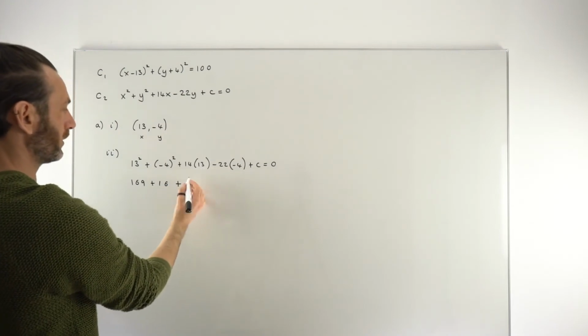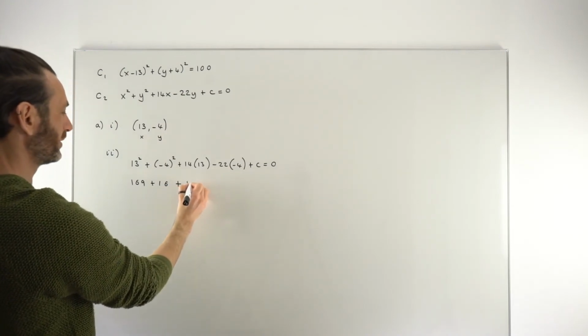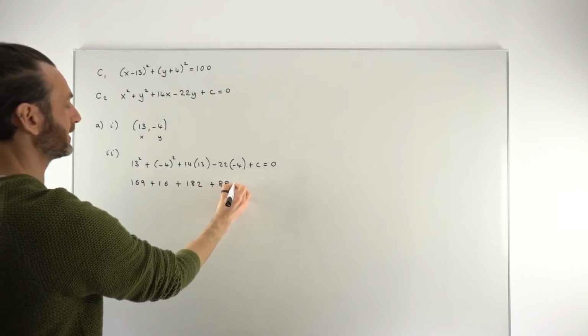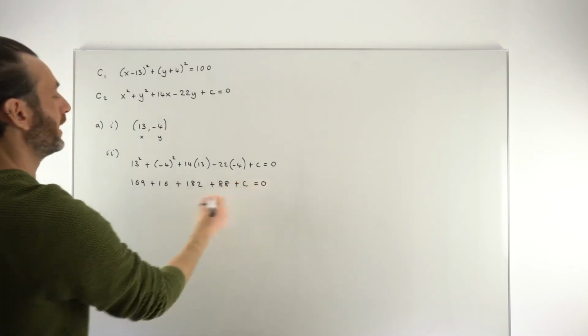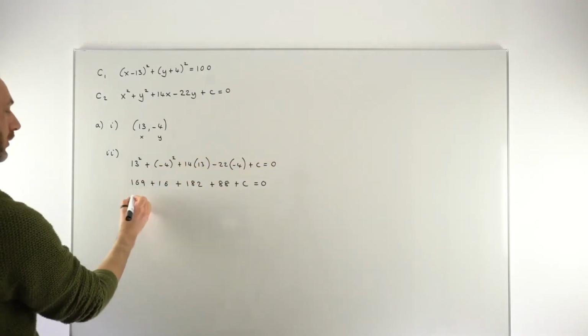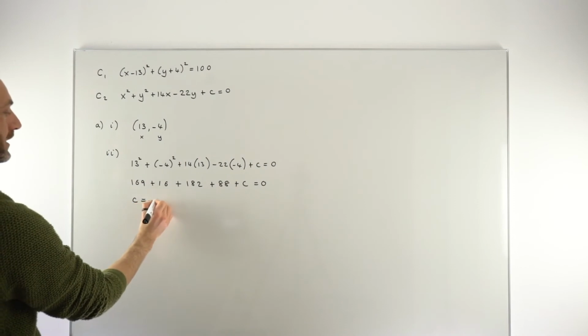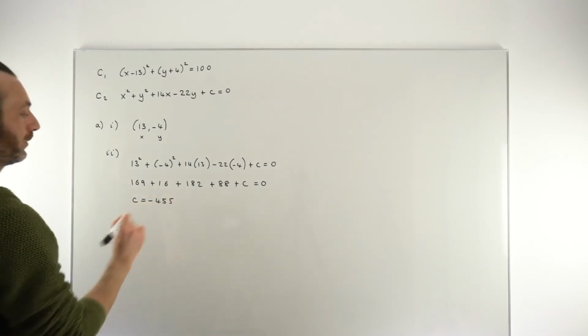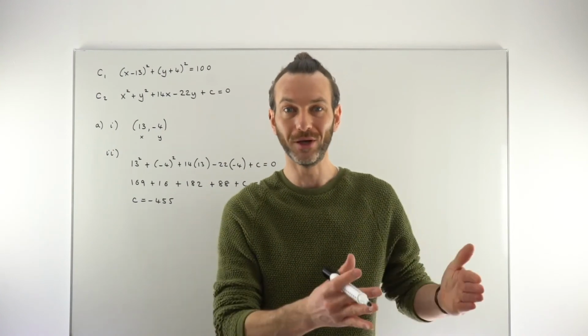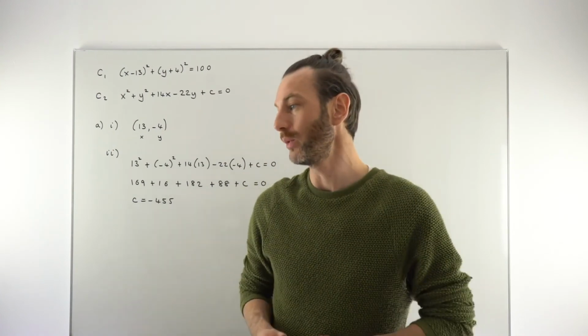So 169, 182 I think. And then this becomes plus 88 plus c equals 0. And then if you carry on with that, add these numbers together and then move them to the other side of the equation, you would indeed get that c comes out to be minus 455. So it's really the interpretation there, knowing to plug the x and the y values into the equation.